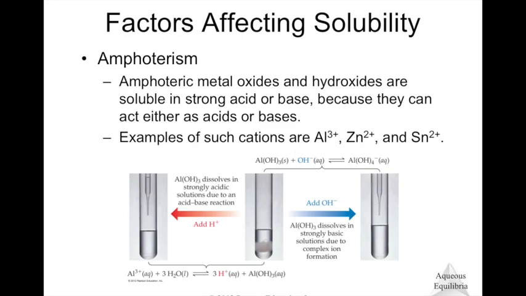Amphoterism. So amphoteric metal oxides and hydroxides are soluble in strong acids or bases because they can act as either acids or bases. Unlikely to see something like this, really. But some of these cations that you might have to keep your eye out for: aluminum and zinc and tin.